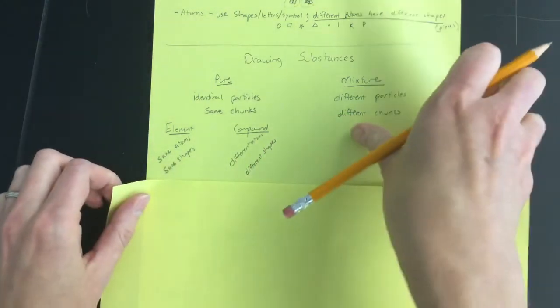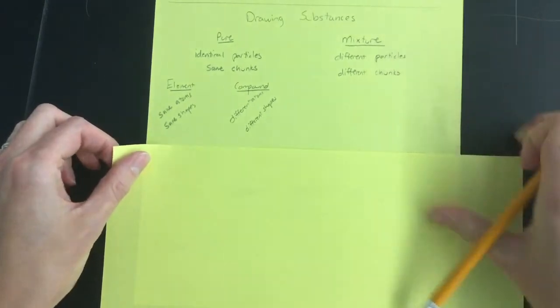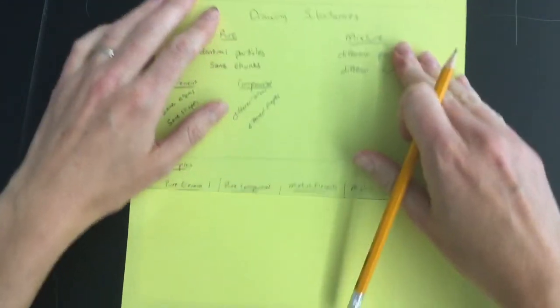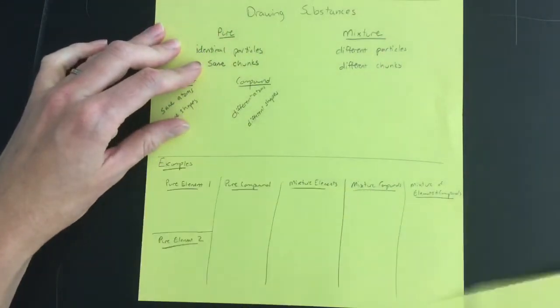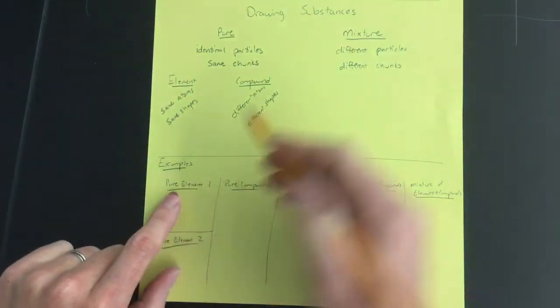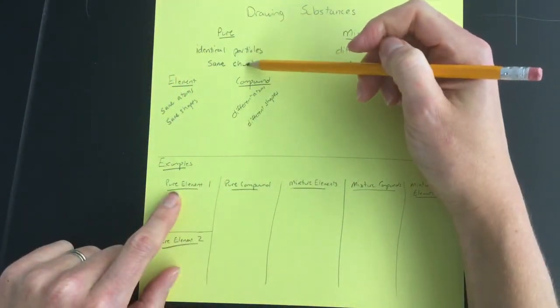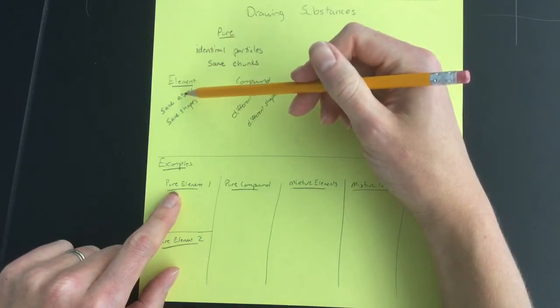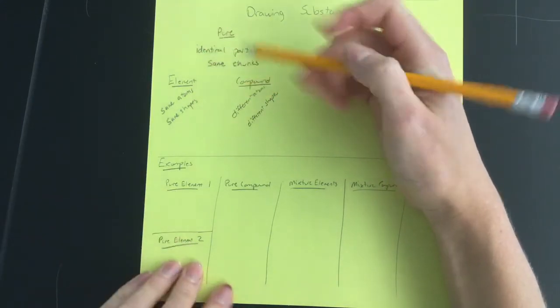So let's look at what that's going to look like when we draw it. I'm going to leave that up there and draw on the bottom half here. I've got a bunch of different examples that I want to draw today. The first one is a pure element. Remember, pure means I have to have all the same chunks, and element means I have to have all the same atoms. I'm going to draw two examples that are both going to work here.